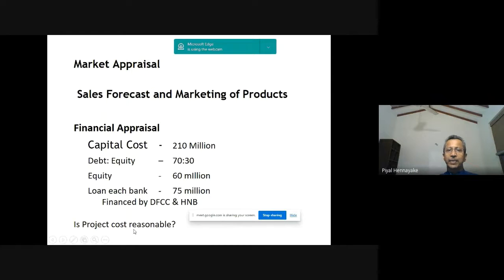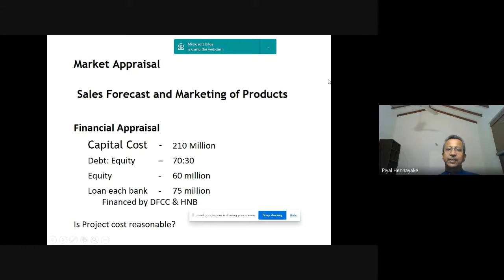Then the market appraisal. Now, in a hydropower project, market appraisal is not a difficult task because if there is a power purchase agreement with the CEB, then the market is established.